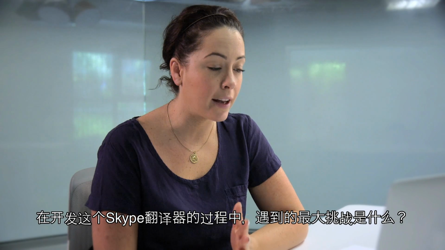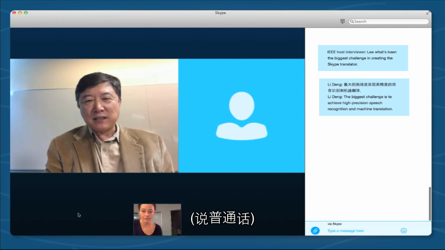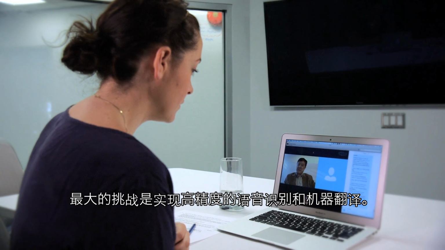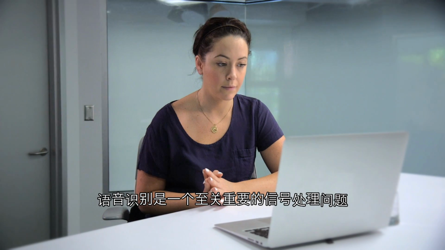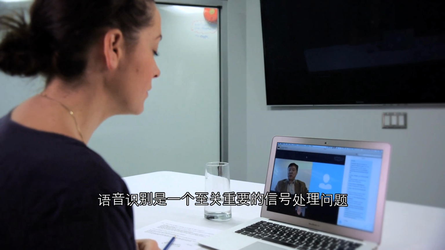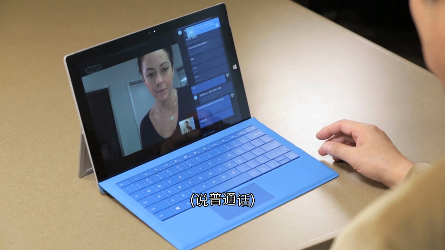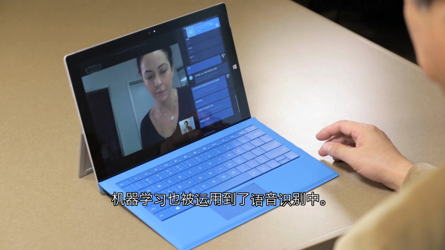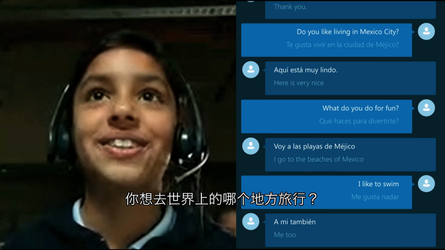What's been the biggest challenge in creating the Skype translator? The biggest challenge is to achieve high-precision speech recognition and machine translation. Speech recognition is a key signal processing problem. Machine learning has been applied to speech recognition. Accuracy is greatly improved. Where in the world do you wish to travel?